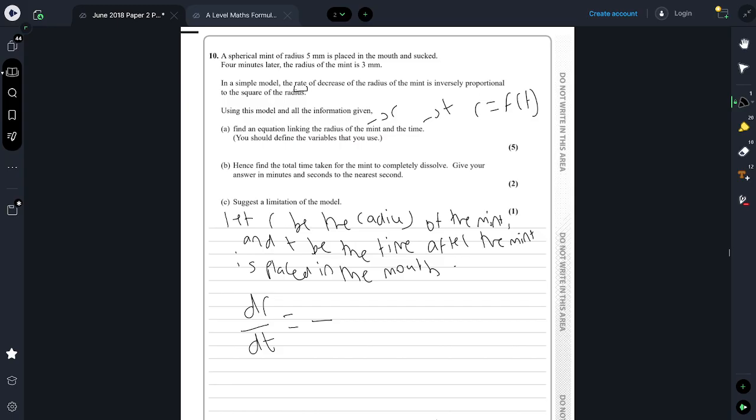So the negative, so the rate of decrease of the radius is inversely proportional to the square of the radius, which means k over r squared for some constant k. Okay, so k, otherwise known as the constant of proportionality. And you should know from GCSE, inverse proportion essentially means if y is inversely proportional to x, that's saying y is equivalent to k over x. Okay, so 1 over x times the constant, so it's an inverse, right?